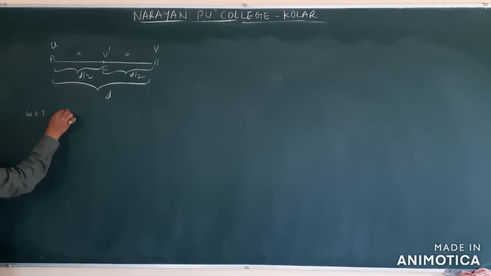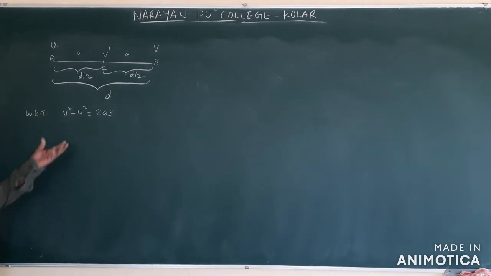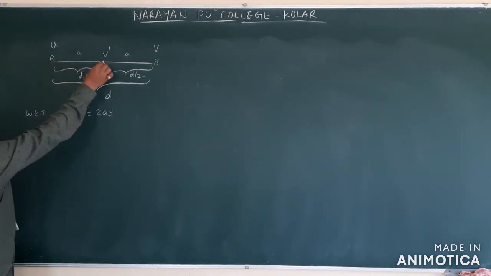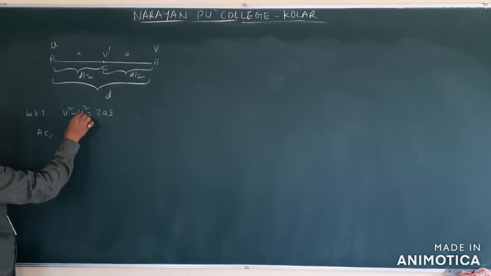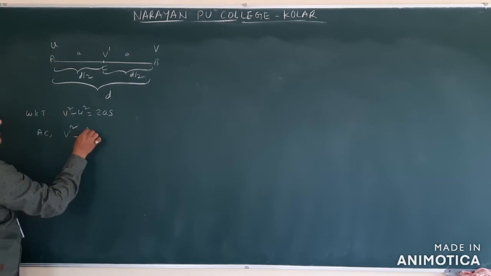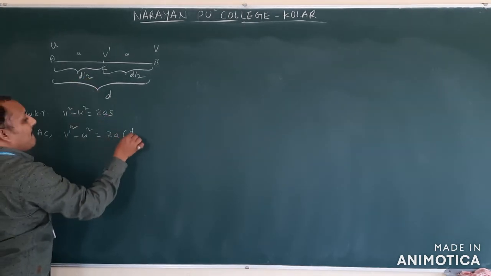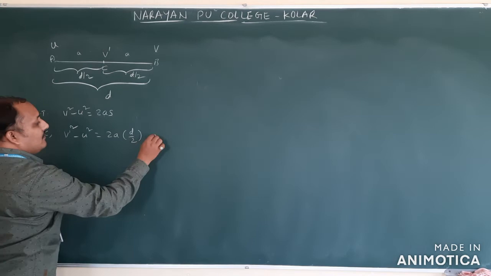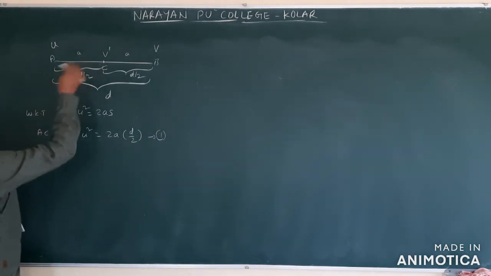So we know that v square minus u square equals 2ax. This formula we have to apply two times. First time from A to C. For A to C, what is the final velocity here? V dash square minus initial velocity u square is equal to 2a. What is the s value here? D by 2. Called equation number 1. This is for AC, the first half.